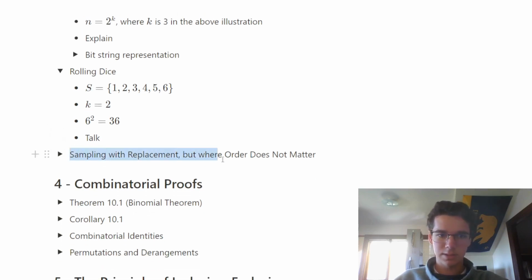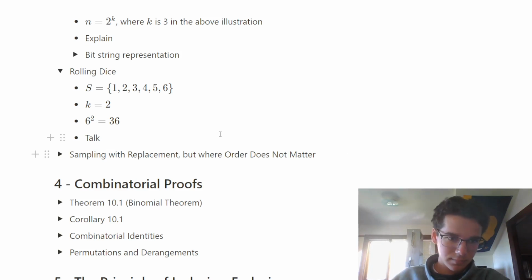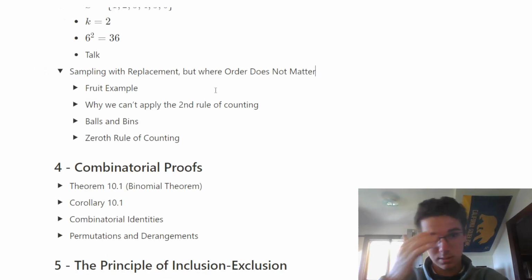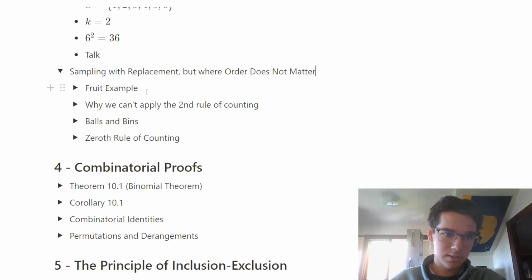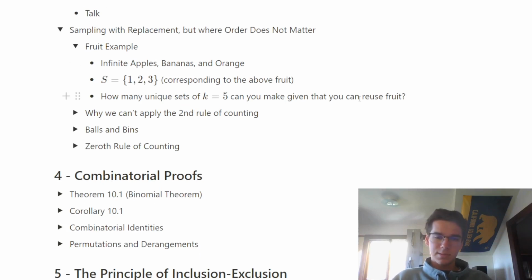Now we're going to go into sampling with replacement, but where order does not matter. Let's look at this through the lens of the fruit example that they talk about in the notes. Imagine we have infinite apples, bananas, and oranges. Our set consists of the numbers 1, 2, and 3, corresponding to the fruit. We want to know how many unique sets of k equals 5 can you make, given that you can reuse fruit.